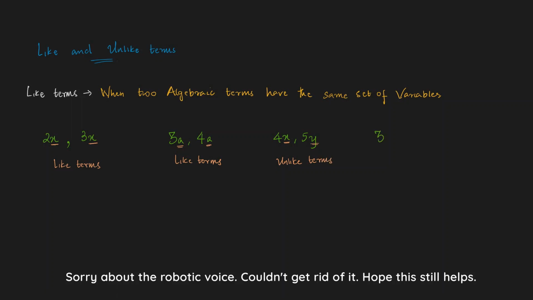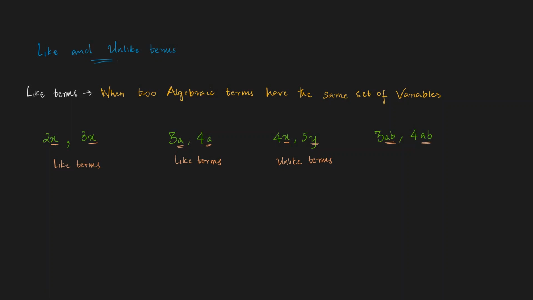Let's say 3ab and 4ab. Now, if you have a look at this, the variables on the first term are a and b, and the variables of the second term are also a and b. So both of the algebraic terms share the same set of variables. Therefore, these are also like terms.